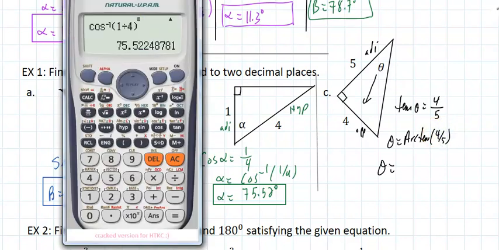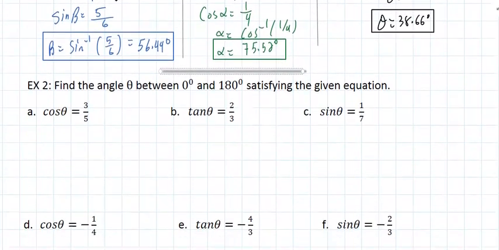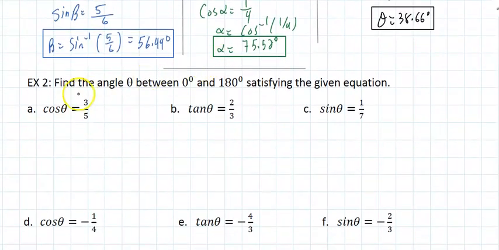And that would be 38.66 degrees. 38.66 degrees. And there it is. Now, find the angle between 0 and 180.